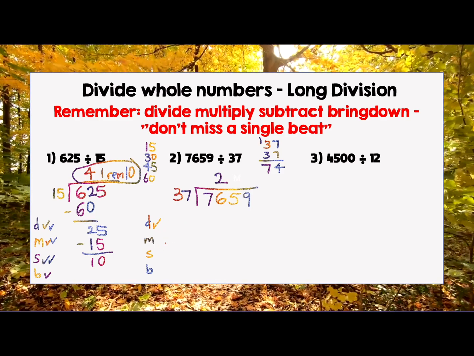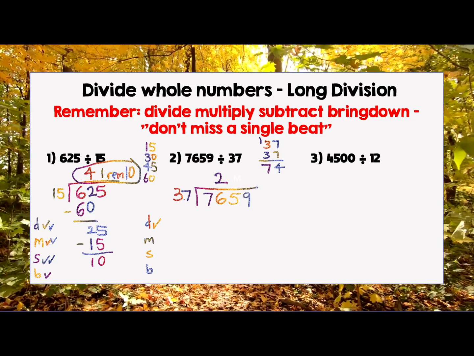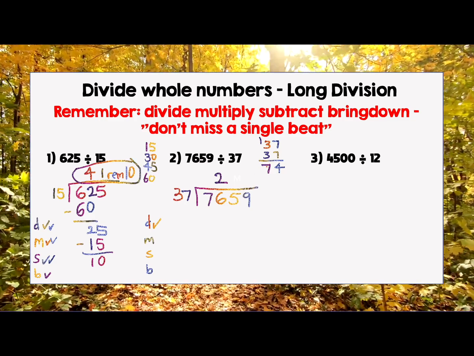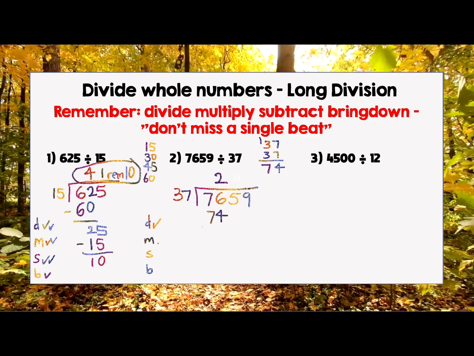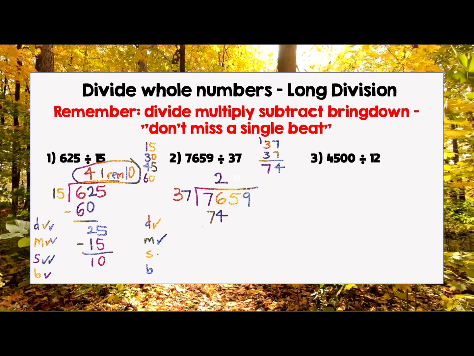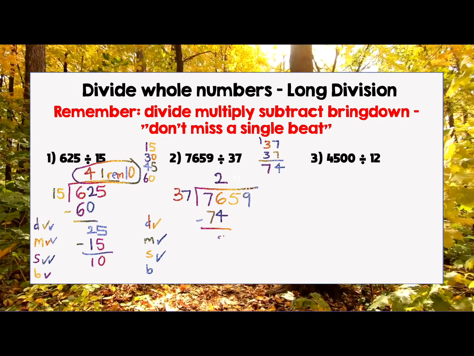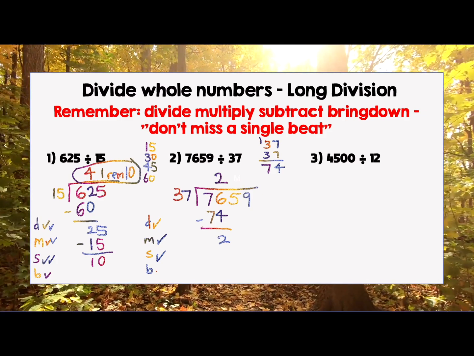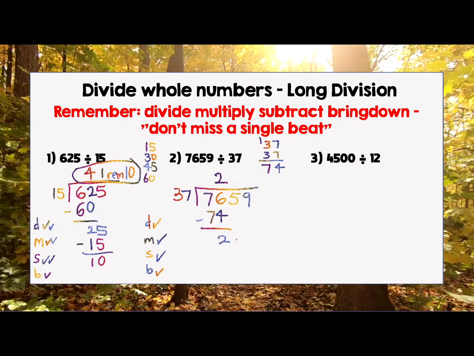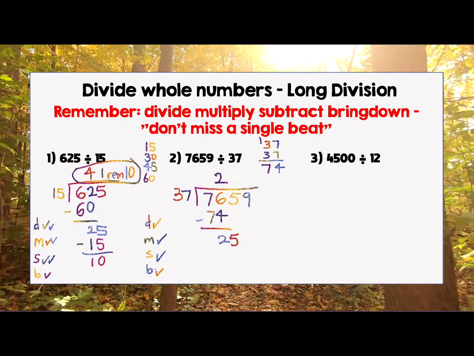Now we're going to multiply our divisor by the quotient, 37 times 2, which we know is 74. So we write 74 here, so then we have done that part. Now we're going to subtract, so we take away 6, take away 4 is 2, and 7 take away 7 is 0. And then lastly, we're going to bring down the next number, which is 5. Okay, then we repeat the whole process again.